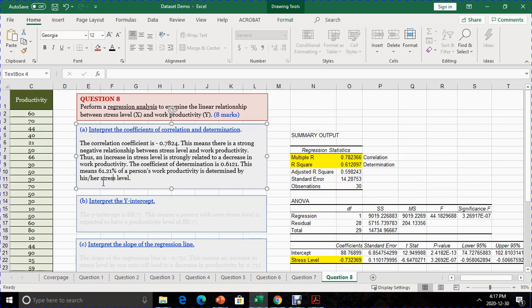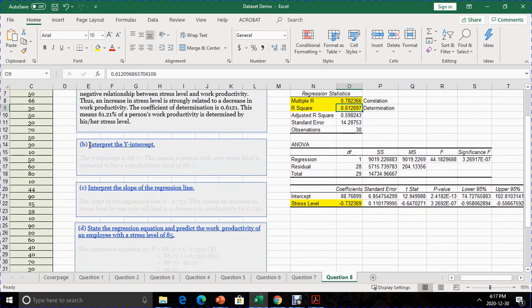Now, coefficient of determination is transformed into percentage by multiplying the value that we have here by 100, and that should take you to a percentage of 61.21%. So that means what proportion of your dependent variable is influenced or determined or explained by your independent variable. In this case, 61.21% of my work productivity, which represents my dependent variable, is determined by my stress level, which is my independent variable. So that is the interpretation that we give to coefficient of determination.